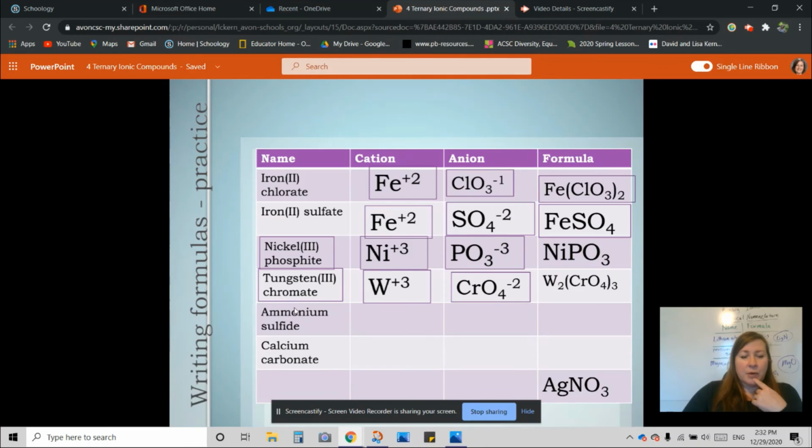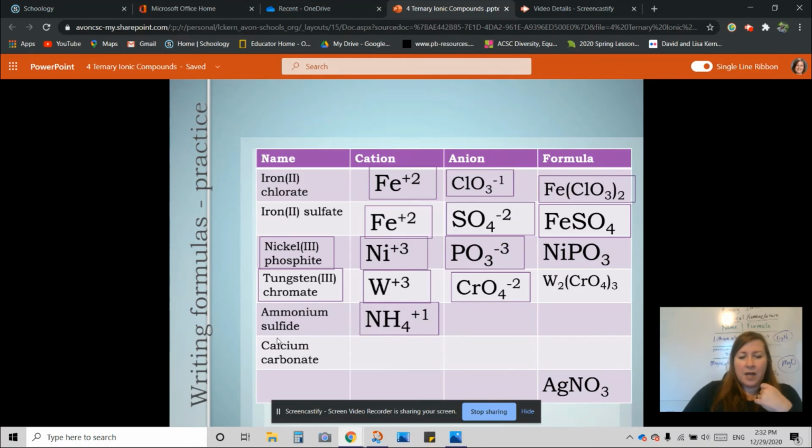Okay, now we've got ammonium sulfide. Ammonium is a tricky one. It's on your polyatomic ion sheet. It's one of the only ones that doesn't end in "ate" or "ite." It's not obvious, so you just have to memorize. Ammonium means a polyatomic ion. And there's the ammonium ion.